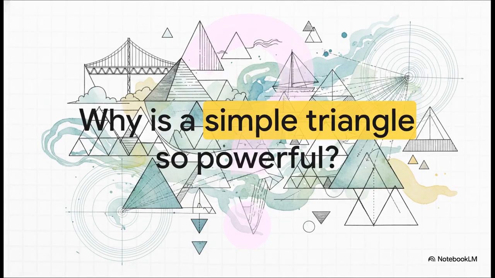Now, I want you to really think about this as we start. What makes a simple, three-sided shape so incredibly powerful? Because as we're about to see, something as basic as a triangle holds these profound laws that literally shape our physical world. I mean, these aren't just arbitrary guidelines, right? They are absolute, unbreakable laws of reality.